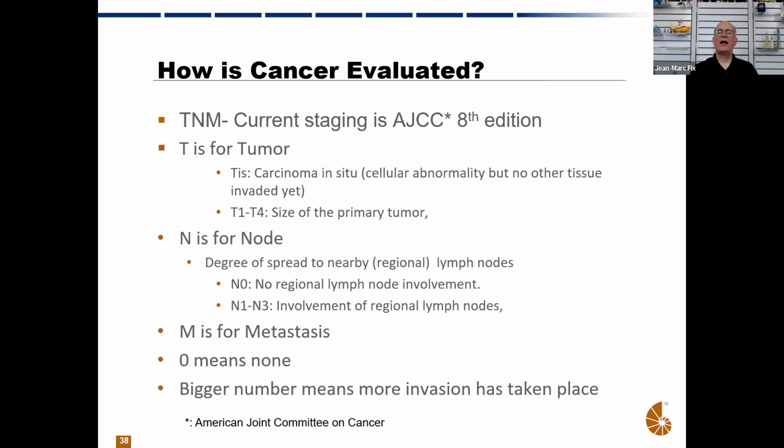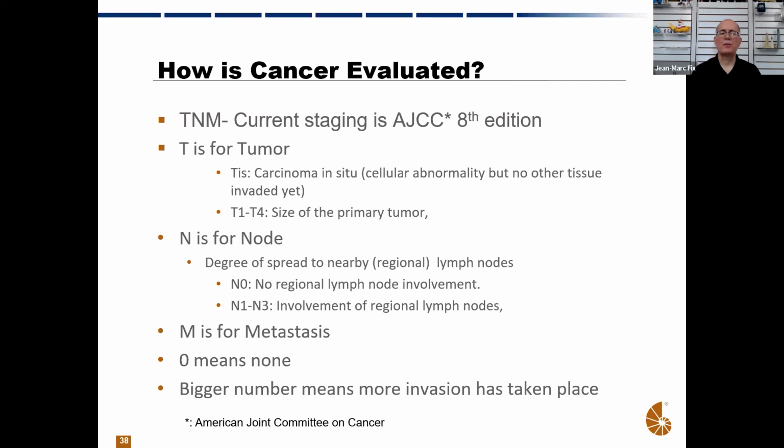So how is cancer evaluated? Most of the carcinomas and most of the solid tumors, we use what is called a TNM system coming from the American Joint Committee on Cancer, the 8th edition being the latest. And T stands for tumor, N is for node, M is for metastasis. From our perspective, which is really simplified and depends on each cancer and how bad it is, there is a number after T. The bigger the number, the worse the cancer, the more it has spread.